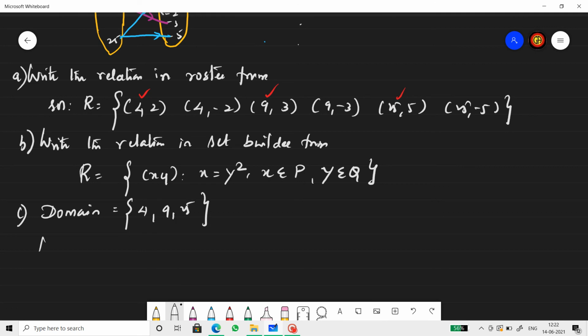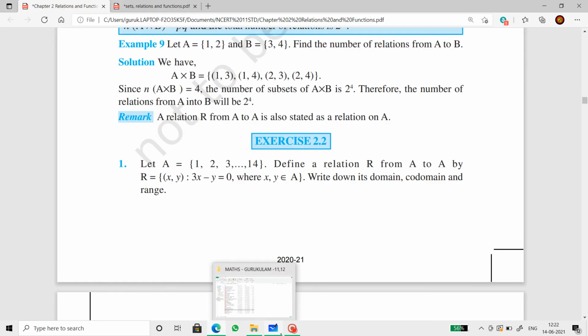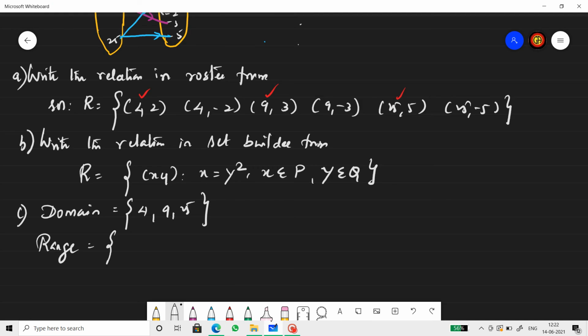Now range. Range is the set of second entries, which is minus 2, 2, 3, minus 3, 5, minus 5. So 2 comma minus 2, 3 comma minus 3, 5 comma minus 5.